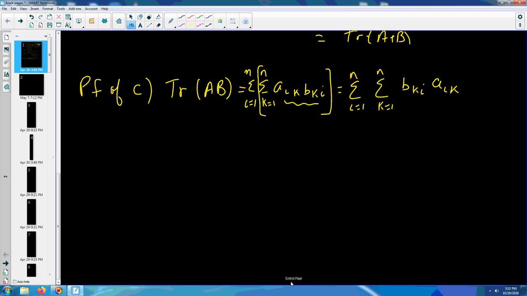Now, k goes from 1 to n, i goes from 1 to n. If I rename those k's and I rename those i's, it wouldn't matter, because k and i are both going from 1 to n. So this is the double summation of B_ik times A_ki.